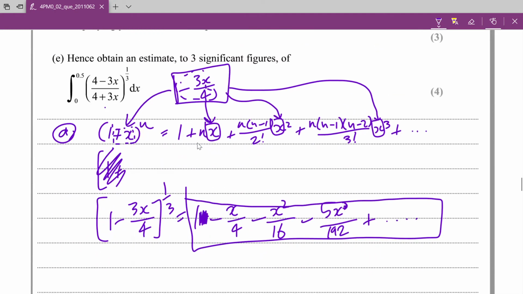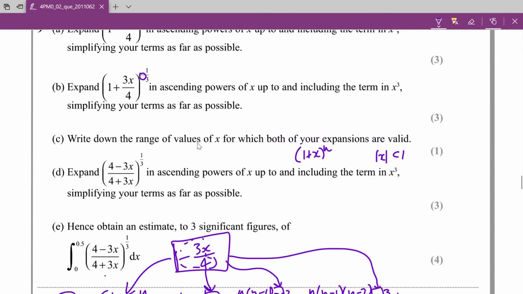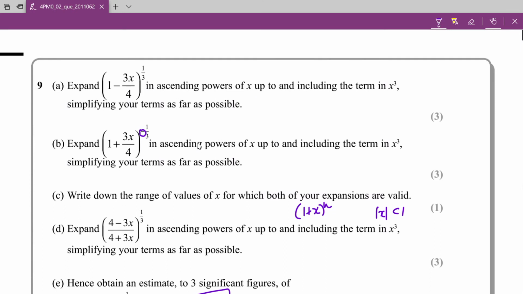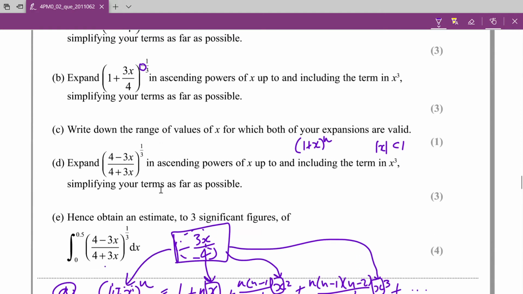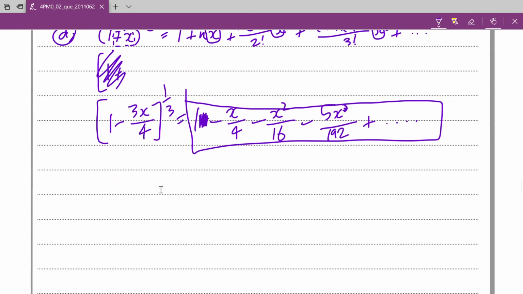Obviously, when you're doing this in the exam, you're going to want to make somewhat neater boxes. Anyway, we have this expression here: expand 1 plus 3x divided by 4 to the power of negative 1 over 3 in ascending powers of x up to and including the term in x cubed, simplifying terms as far as possible. So this is a routine which is very similar to the previous one.